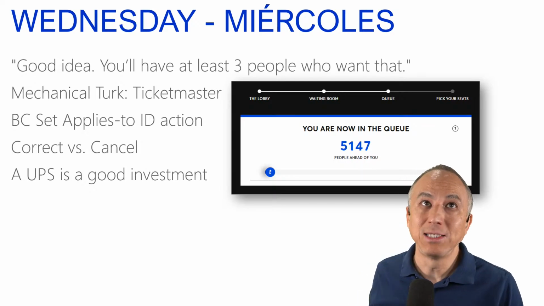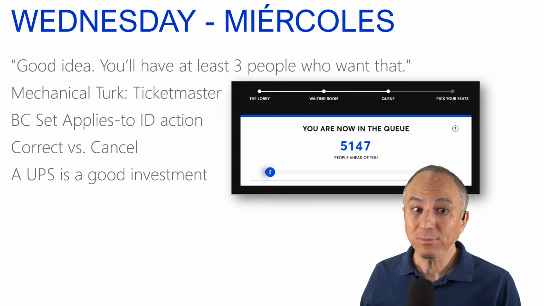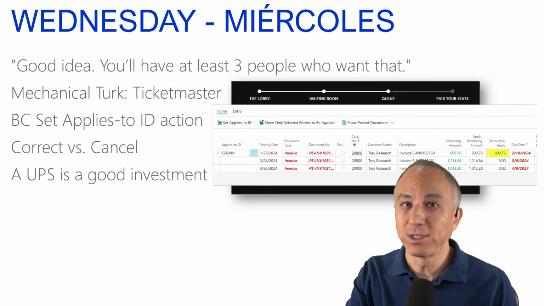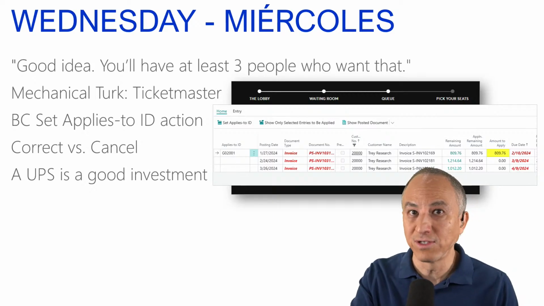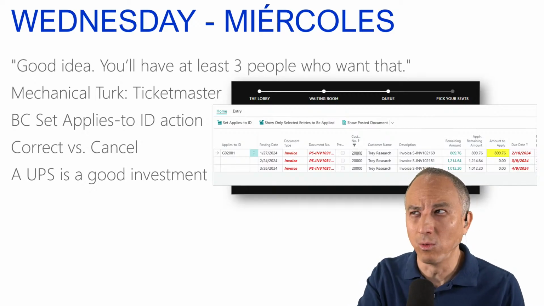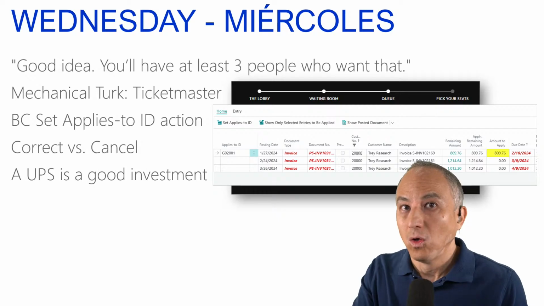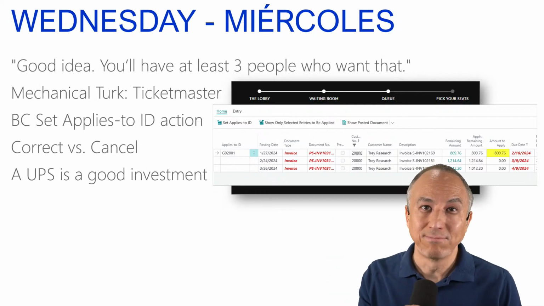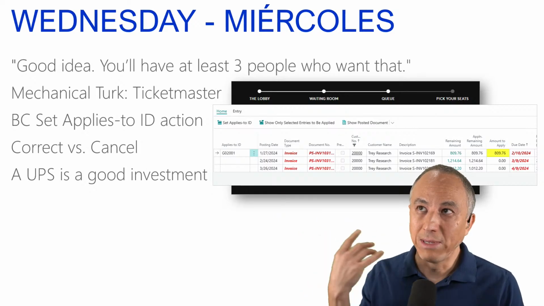BC Set Applies to ID action. This is interesting. And this is one of those things like, how has NAV/BC existed for so long with this feature? And it turns out that I've never really paid attention to this because I'm more on the technical and back end side of things.